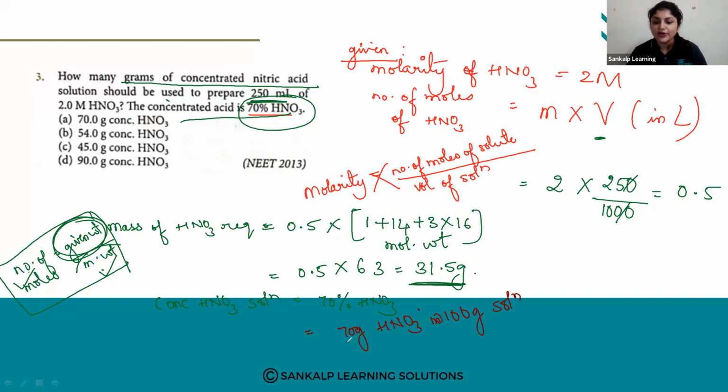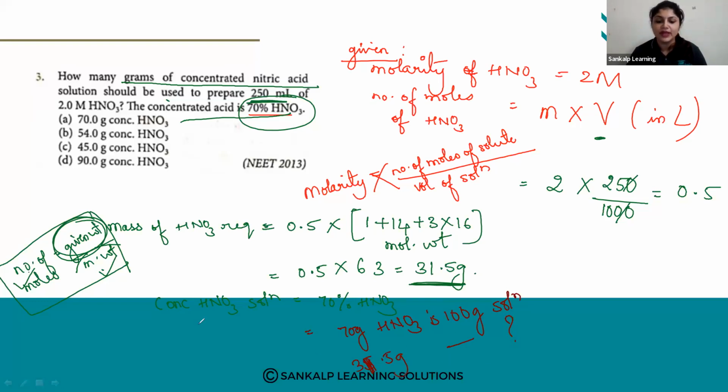So now what you have to do? Now they have asked how many grams of HNO3 is required. For this much solution to prepare, 70 grams HNO3 is required in 100 grams of solution. So for 31.5 grams of HNO3, how many grams of solution are required?